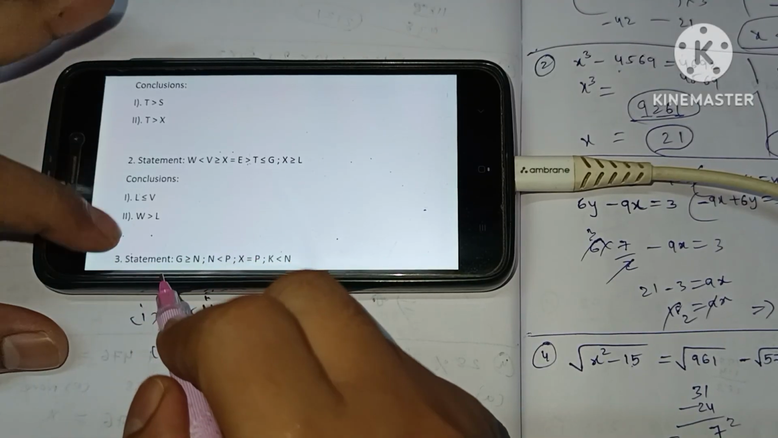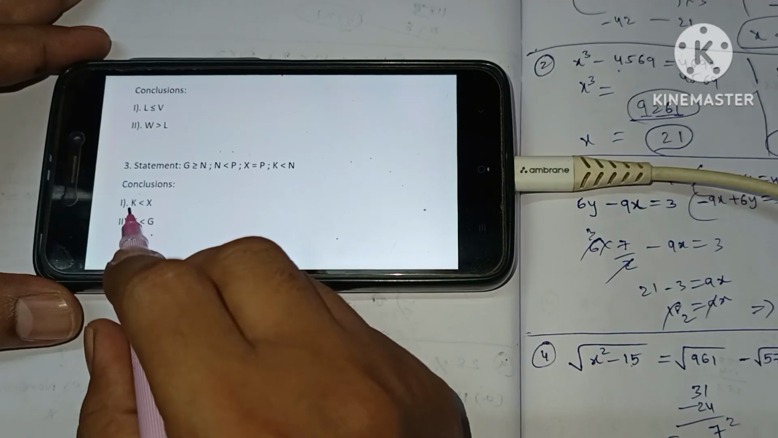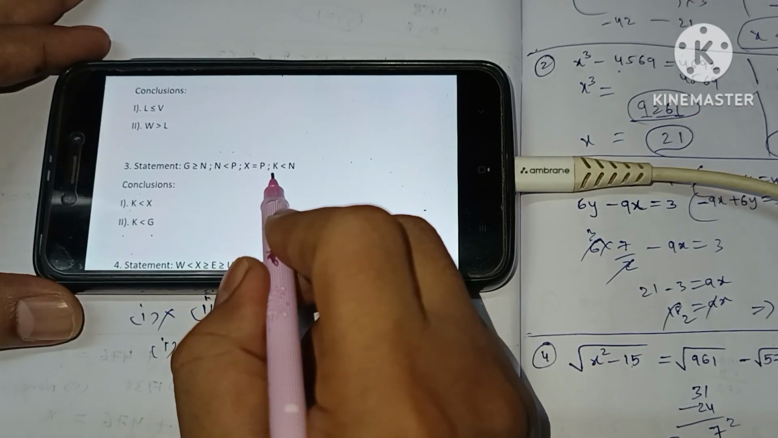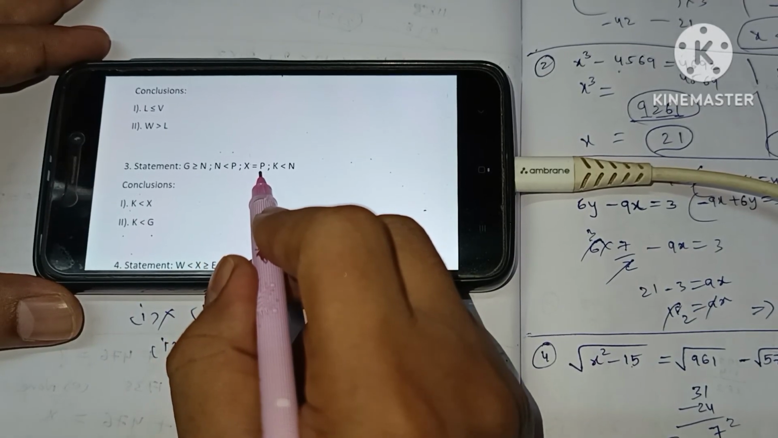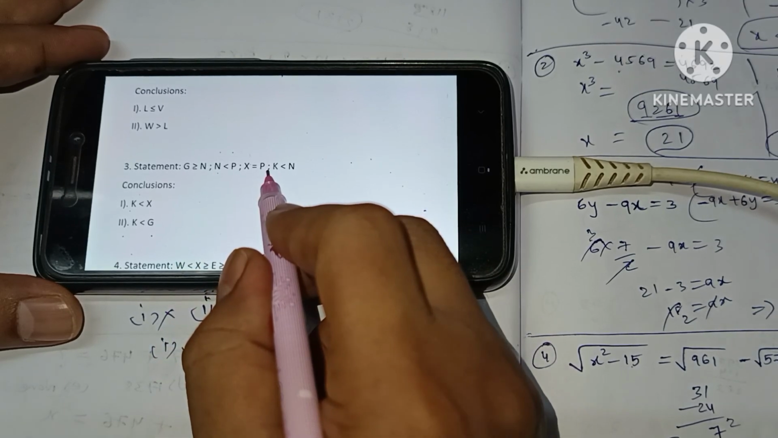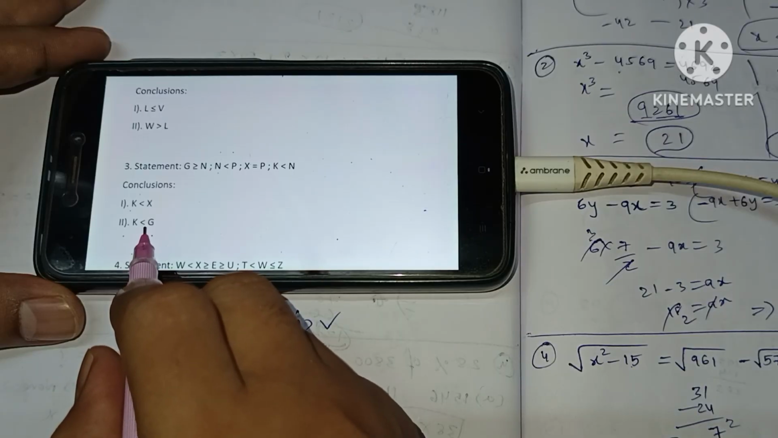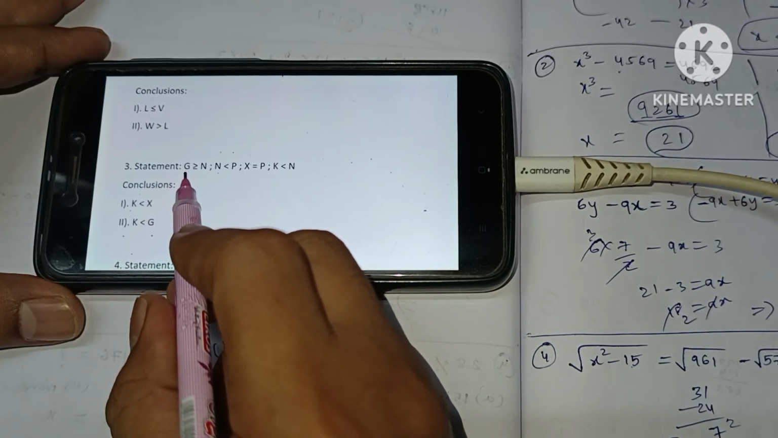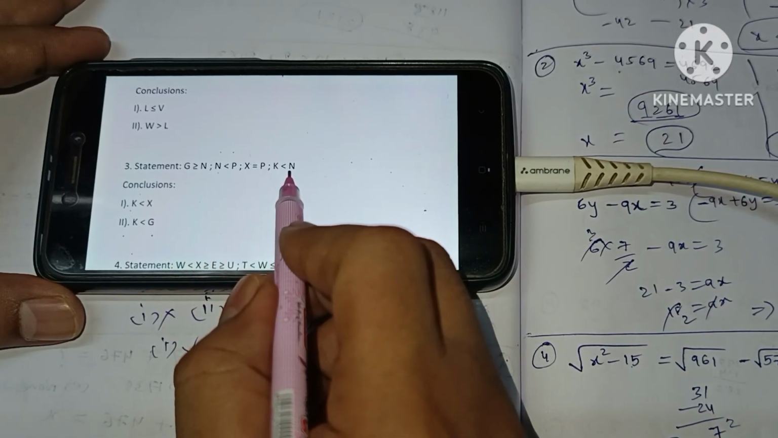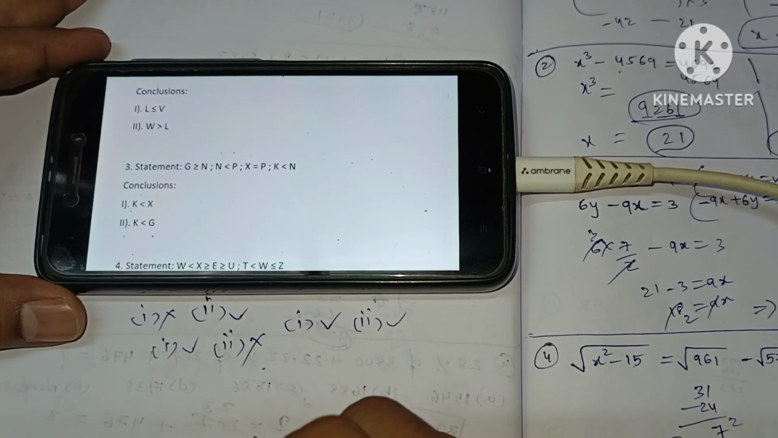Next, third question, the flow from X to K. From X we can reach to P. From P we can reach to N. From N we can reach to K. So first conclusion will be true. G to K. From G we can reach to N. From N we can reach to K. So second conclusion is also true.